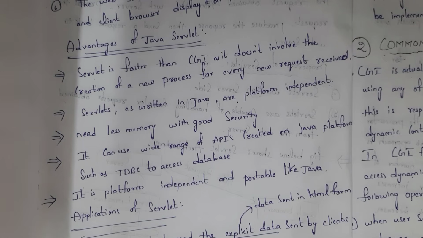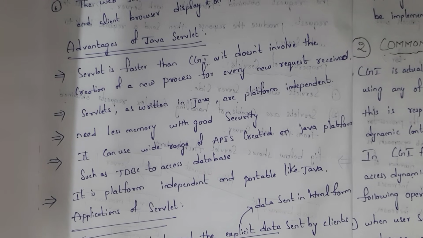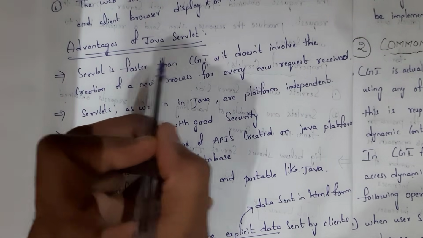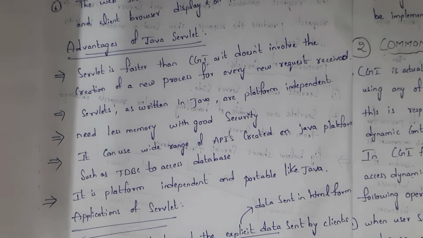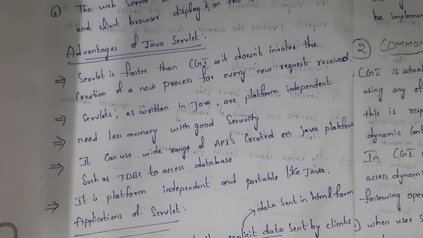Advantages of Java servlet. There are many advantages of Java servlet when compared to CGI, that is Common Gateway Interface. The first advantage is that a servlet is faster than CGI because there is no need to create multiple processes for each request in a servlet. I will give one diagram so that you can clearly understand the difference between CGI and servlet.